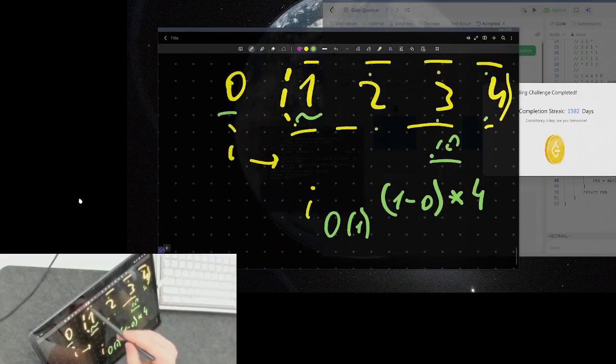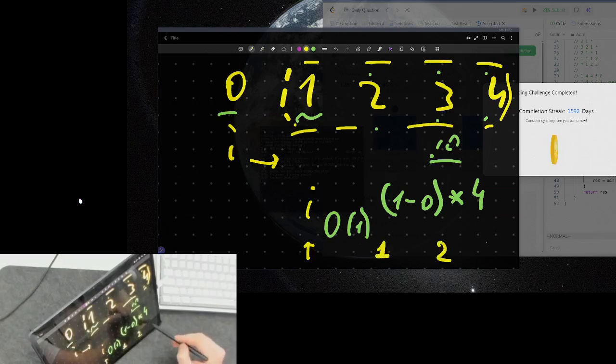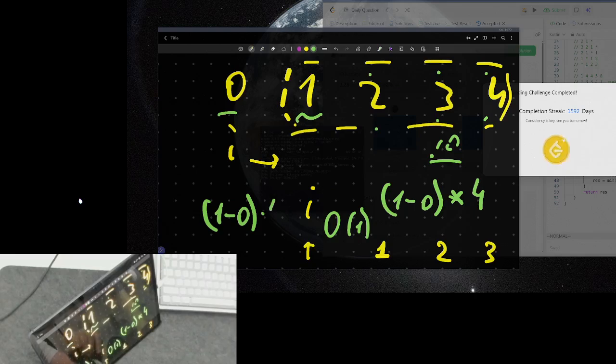Let's check if our logic is correct. So if we move the baseline to this 1, that means 2 minus 1 is 1, 3 minus 1 is 2, and 4 minus 1 is 3. The sum is 6. And to the left we have to do kind of the same, 1 minus 0 leveling, and how many values we have to the left times 1. This is our left sum.